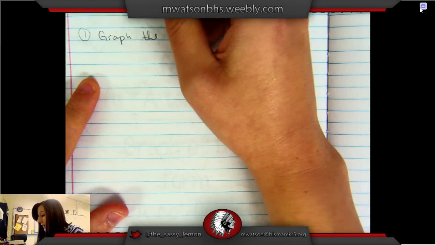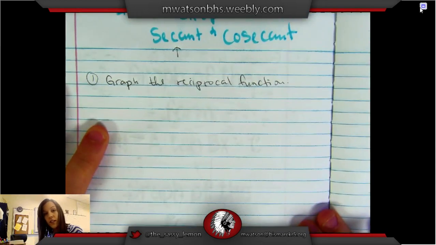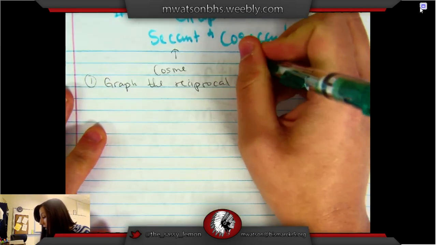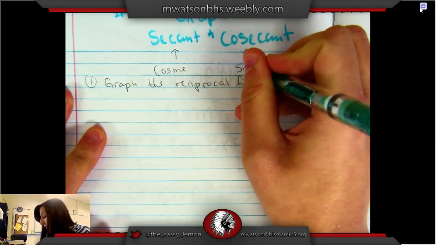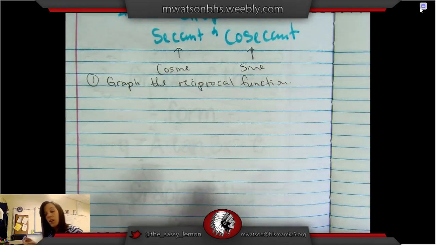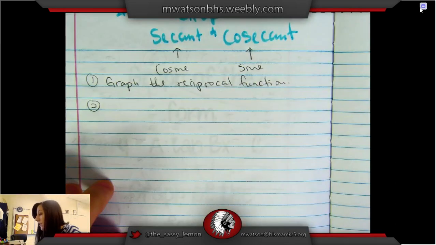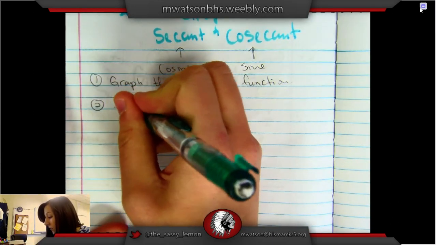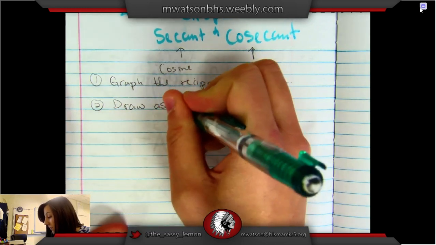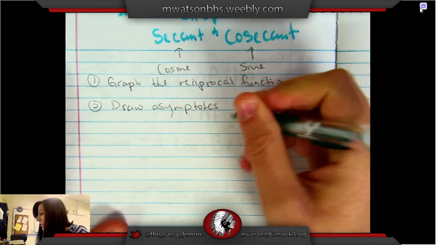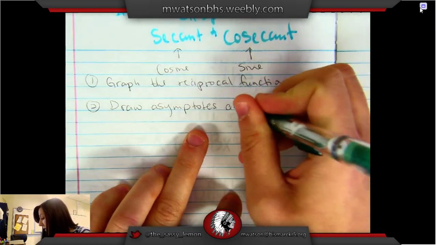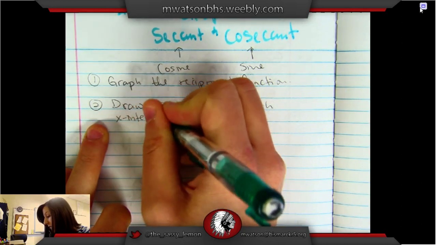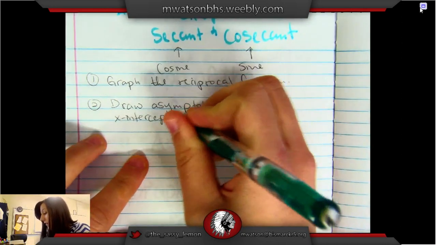So if you're graphing secant, then the reciprocal is going to be cosine. And if you're graphing cosecant, then the graph that you're going to first create is sine. Once you've done that, and that's the hard part, the second step is draw asymptotes at each x-intercept of the reciprocal.